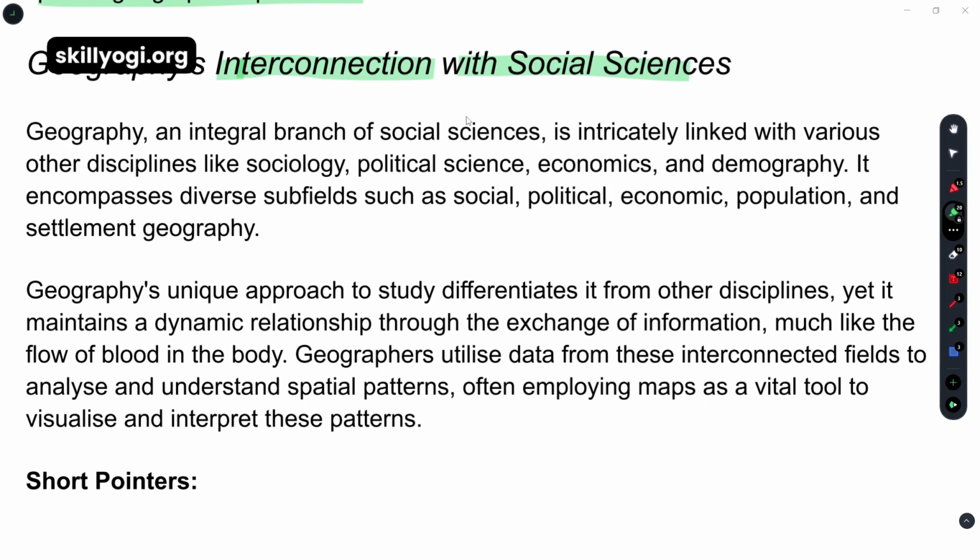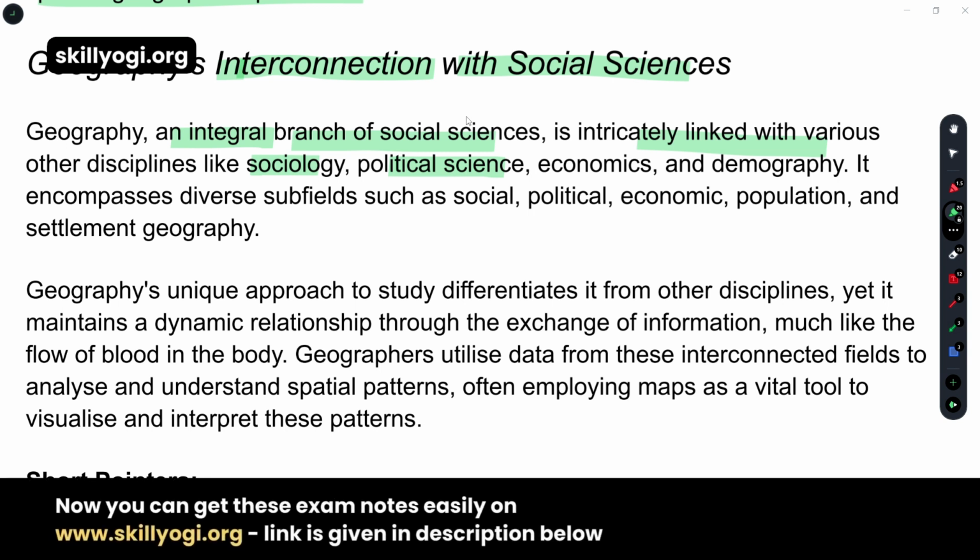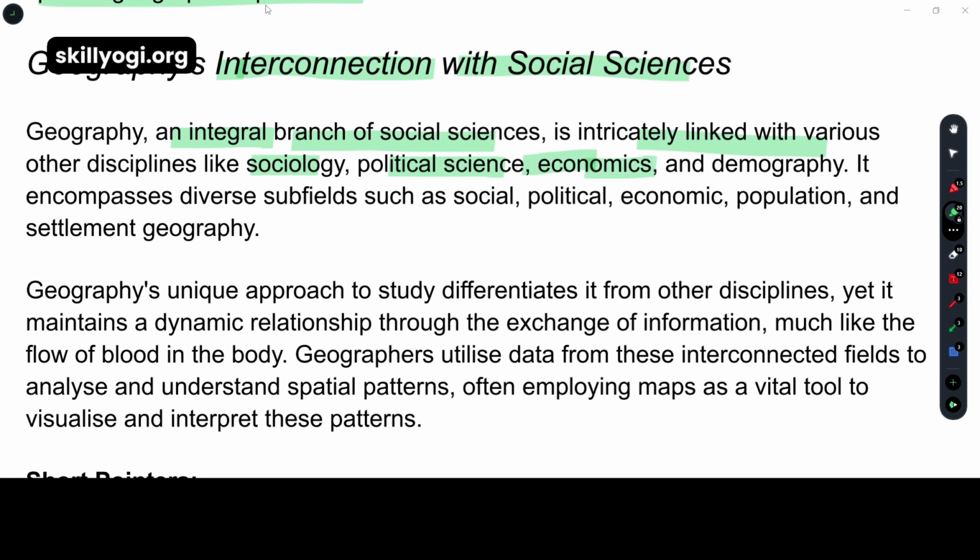What is written? Geography as an integral branch of social sciences. It's intricately linked with various other disciplines like sociology and political science. Yes, you know that up to class 10 we have learned SST, and in SST we had the subjects political science, termed as civics, economics, history, and geography. Now they are saying that sociology is also included, and demography.